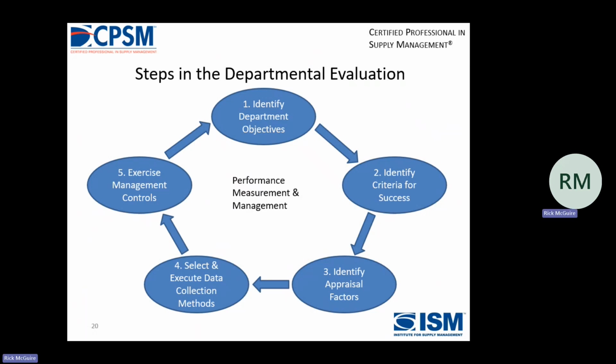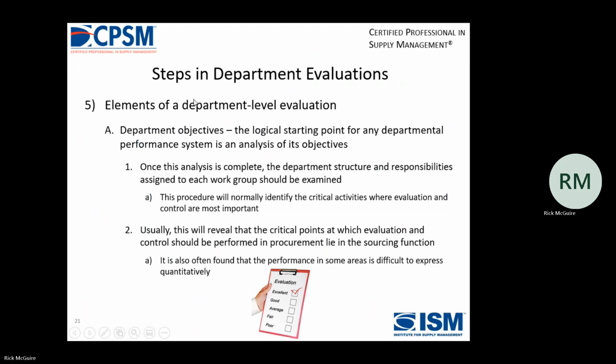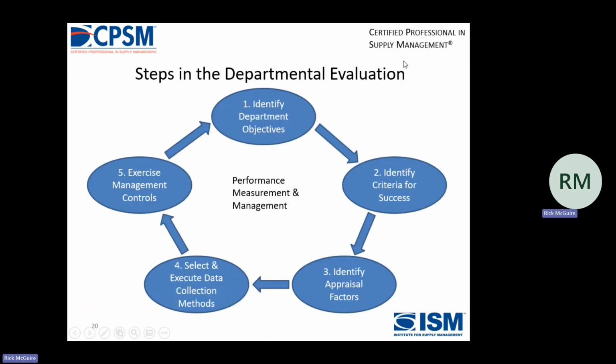Steps in the departmental evaluation. Identify department objectives, identify criteria for success. And then once you've got your criteria, you figure out your appraisal factors. And then you execute data collection methods and exercise management controls. Pretty simple. Elements of the departmental level evaluation. So I'm going to go through each of these here.